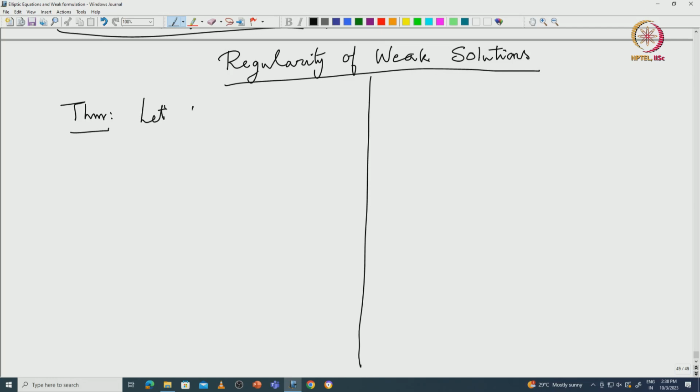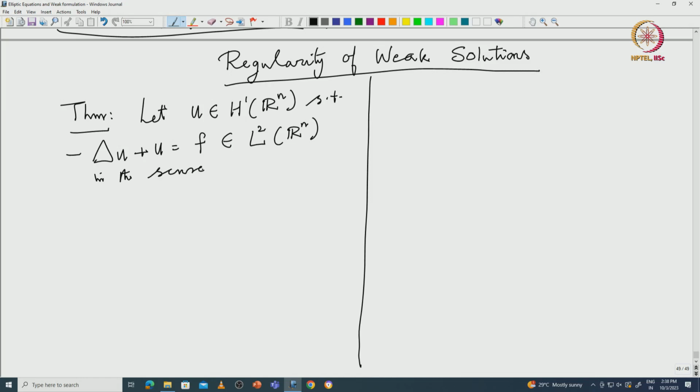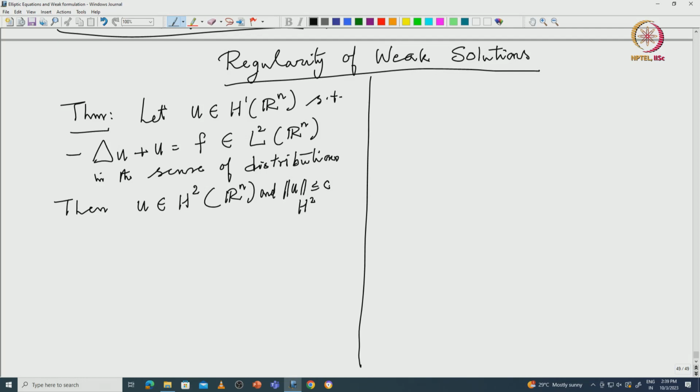Let u be in H1 of Rn such that minus Laplacian of u plus u equals f, with f in L2 of Rn. I am not putting any conditions other than that. This equation is in the sense of distributions. Of course, you can give other meanings, but the distribution sense is enough. Then, you started with u in H1, and u is in H2 of Rn, and you have the estimate: the norm of u in H2 is less than or equal to a constant times the norm of f in L2.